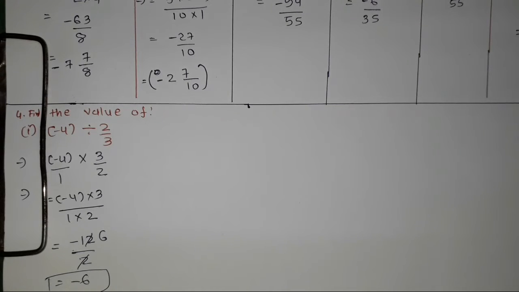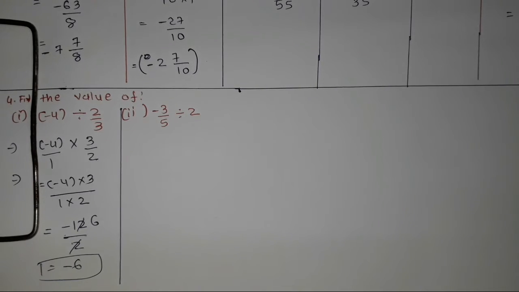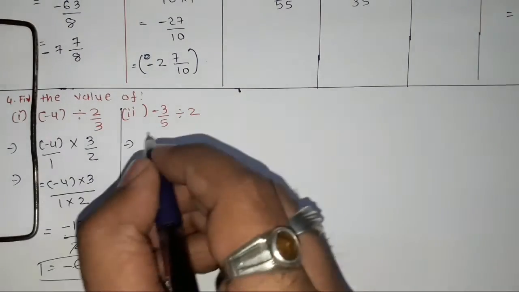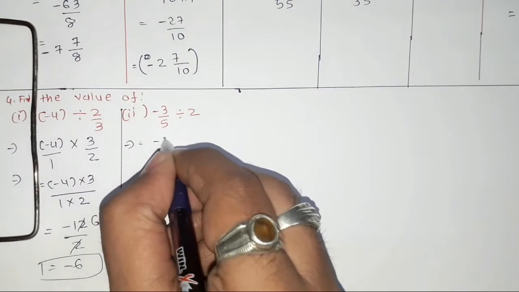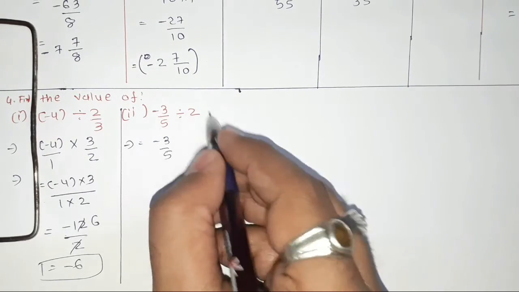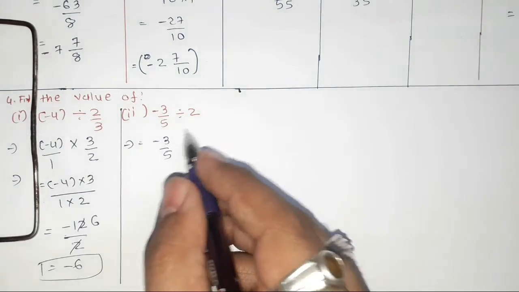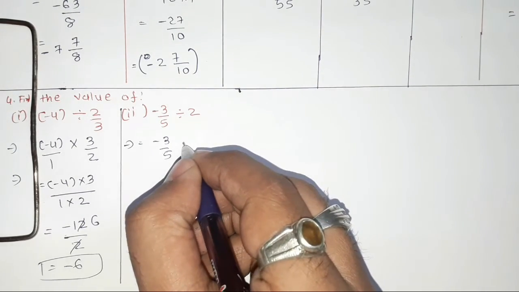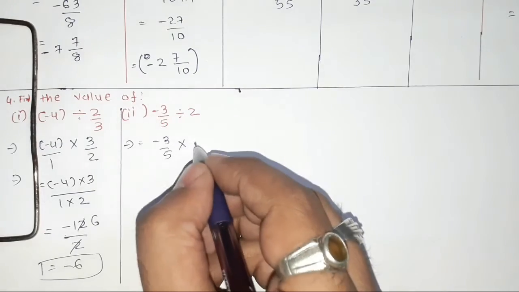Similarly, moving to the next one: minus 3 upon 5 divided by 2. As we have done in the previous one, first of all minus 3 upon 5, and we have to take the reciprocal of the divisor and multiply it with minus 3 upon 5. So I can write this as minus 3 upon 5 multiplied by, this 2 is there.